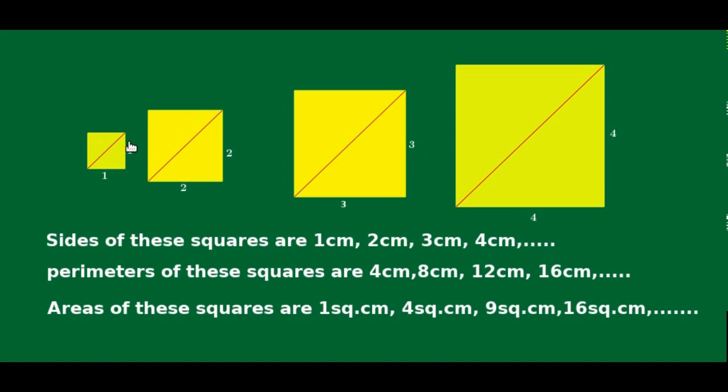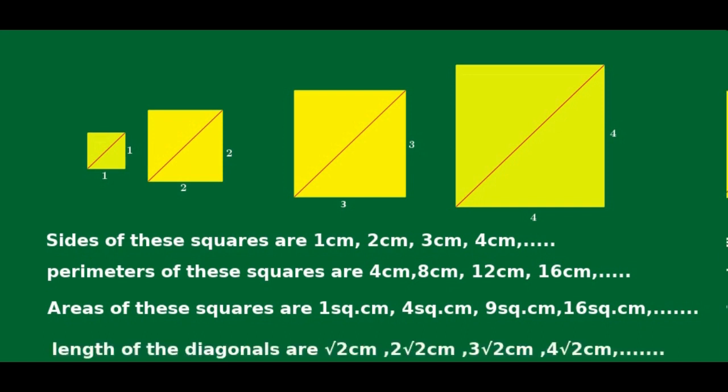So its sides are in the ratio 1 is to 1 is to root 2. So here 1, 1, this side is root 2. In a similar way, this is 2, 2, so 2 root 2. 3, 3, 3 root 2. 4, 4, 4 root 2. So the lengths of the diagonals are root 2, 2 root 2, 3 root 2 and 4 root 2.